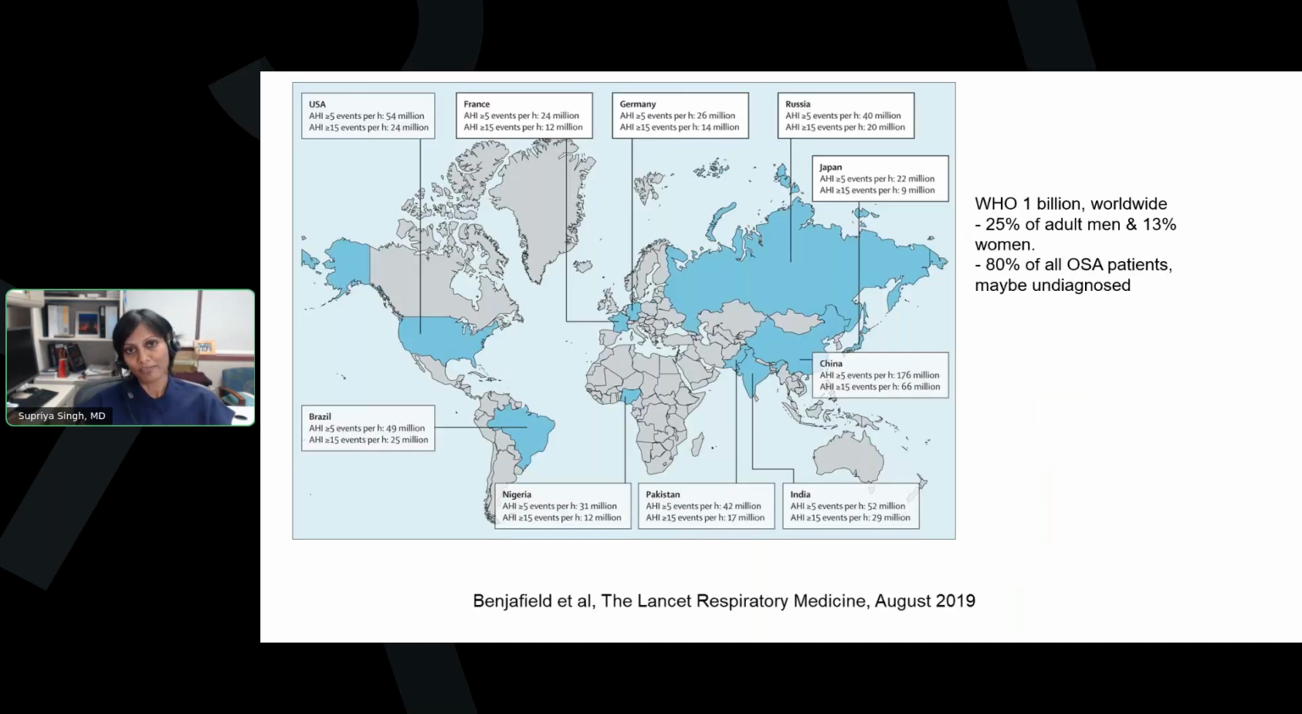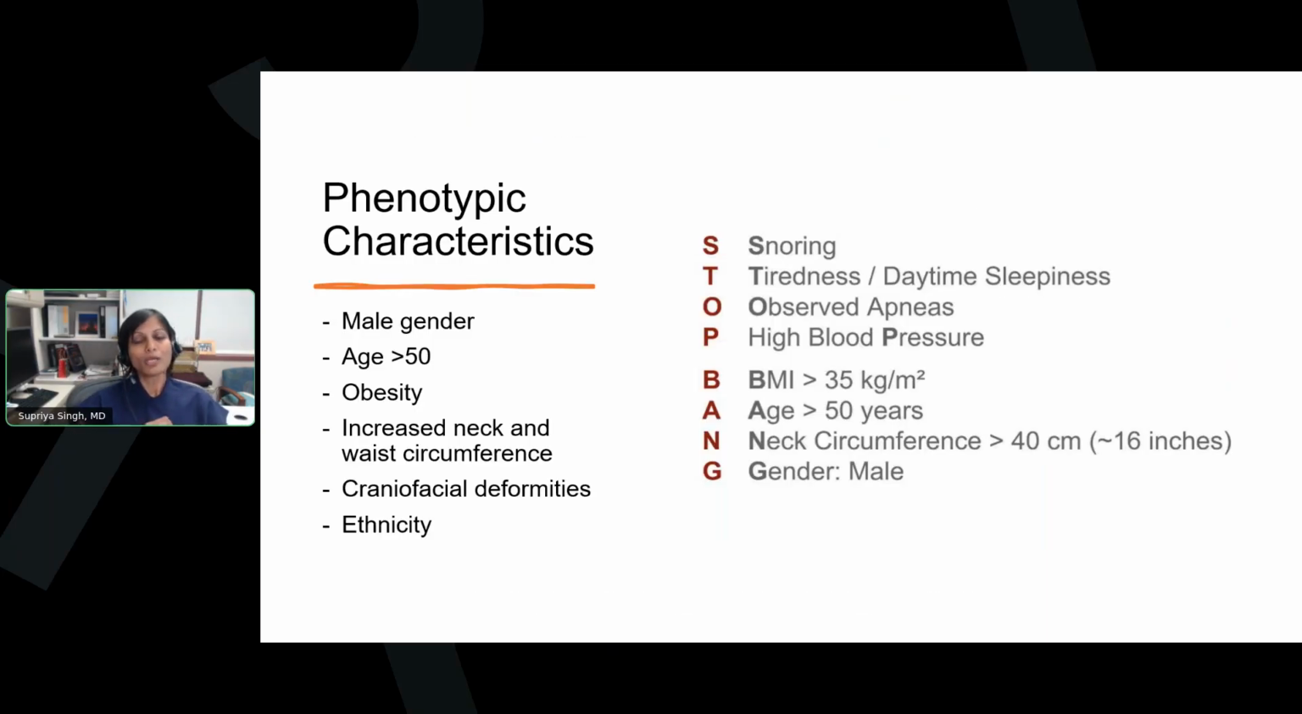The worldwide prevalence of sleep apnea is quite high, but the biggest problem is that most of it is undiagnosed. You would be surprised to know that the biggest bulk of sleep apnea is actually in the Asian countries. I'm sure the population, especially in China and India, plays a role, but regardless, it's the anatomy and not the obesity that plays a big role. When we talk about the phenotypic characteristics of patients with OSA, we are looking at the male gender, age more than 50, obesity, increased neck and waist circumference, and then the craniofacial deformities.